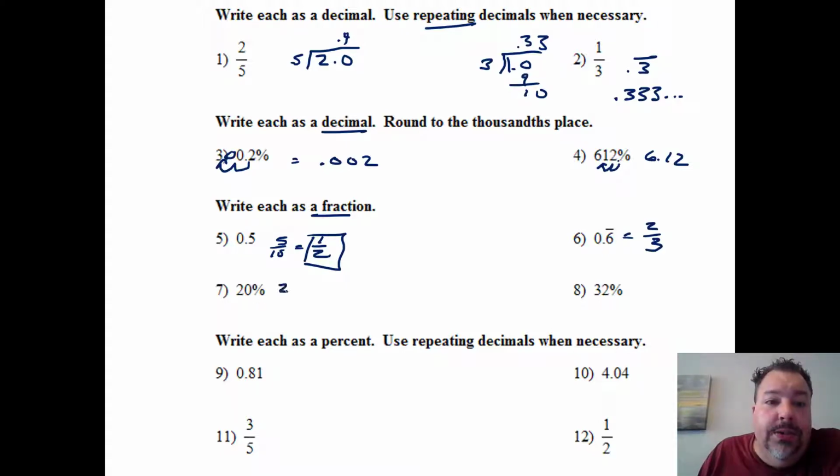20%. 20% means 20 out of 100, which we can simplify down. 20 goes into both of those and reduces to 1/5.